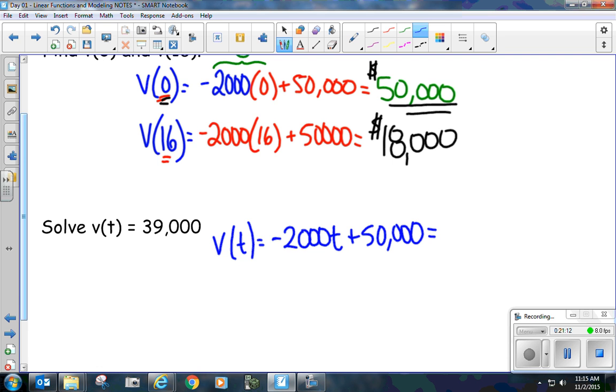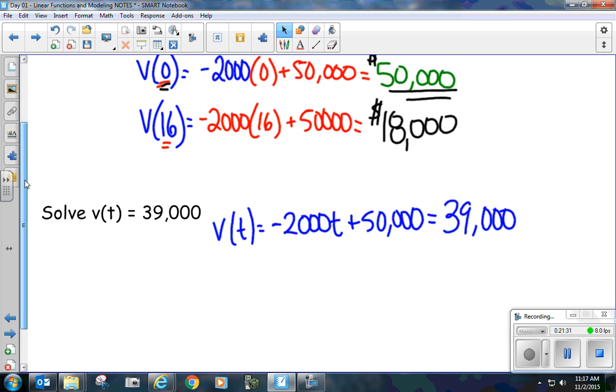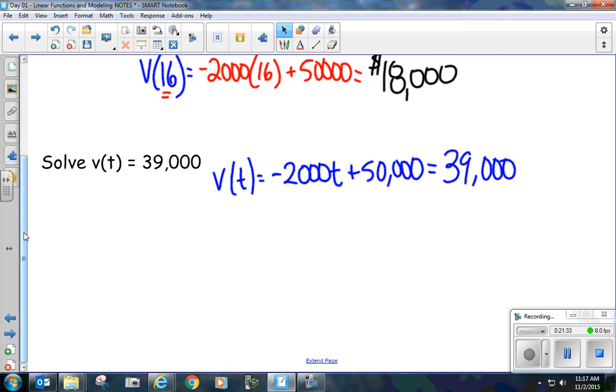Well, that is going to equal 39,000, won't it? So, what year? One decimal place now. How many years after buying the building will it be worth 39,000? All right. What was the first step in solving this problem? Subtract 50,000. You need to subtract your 50 grand here. Absolutely.